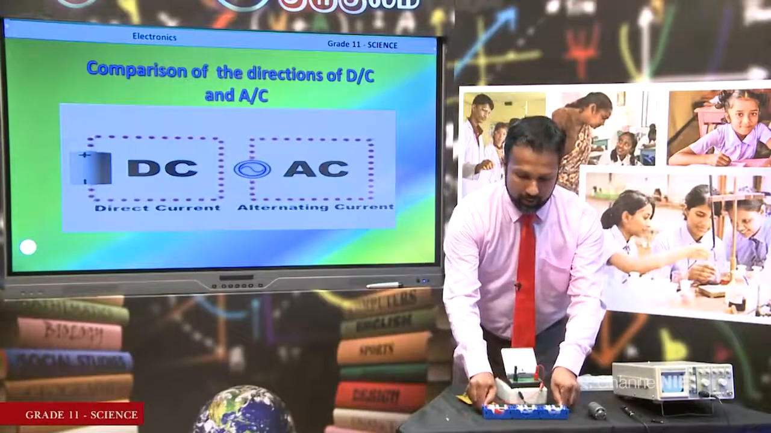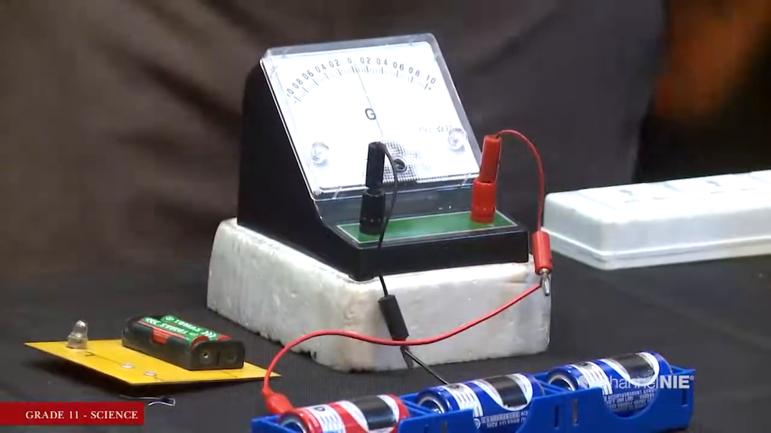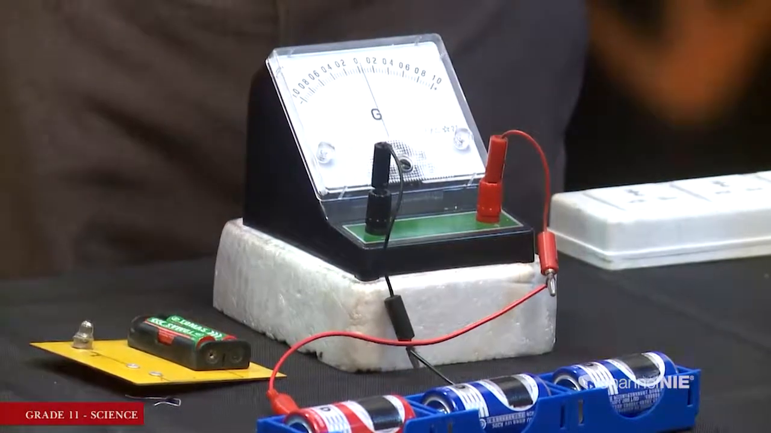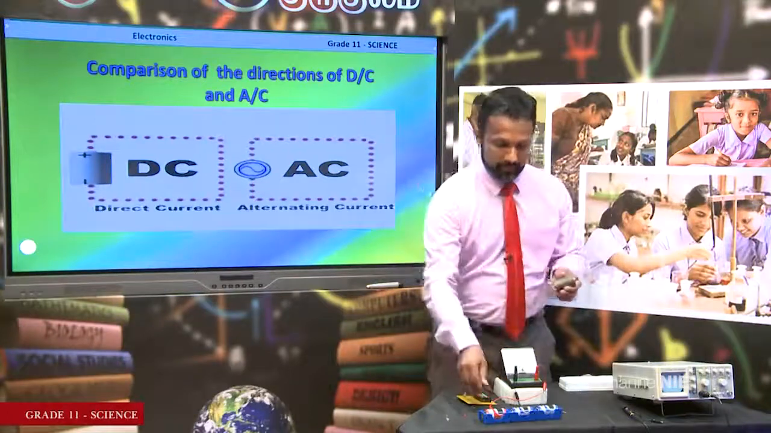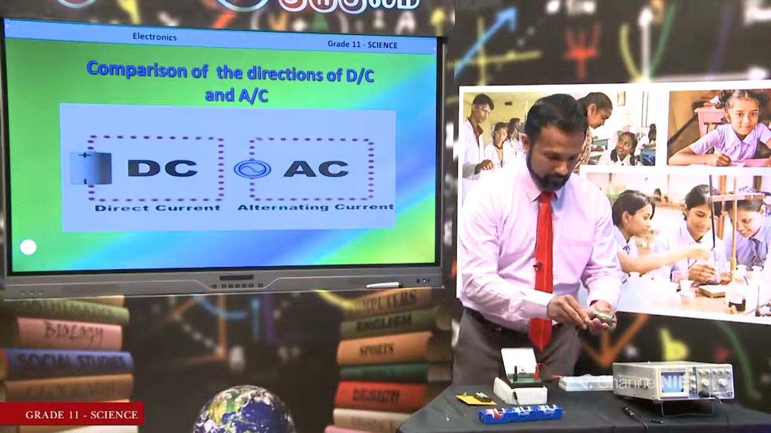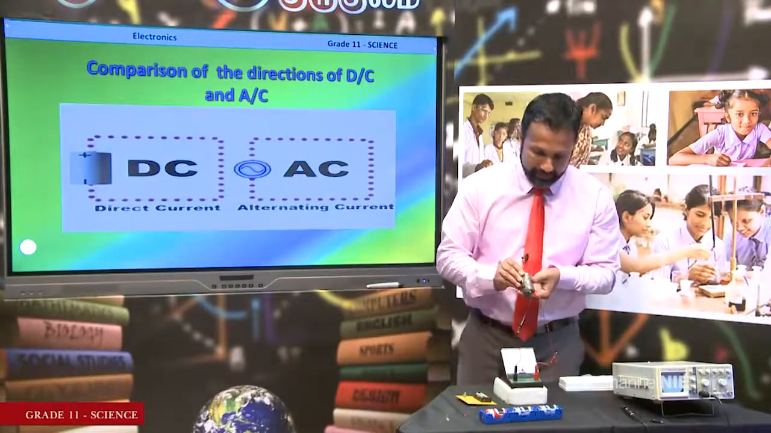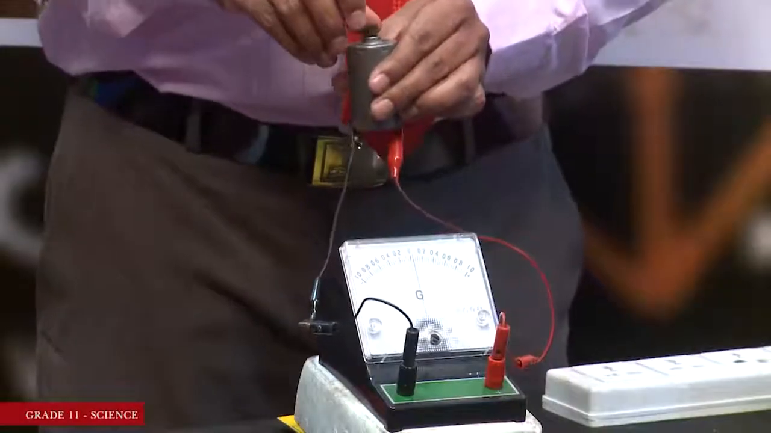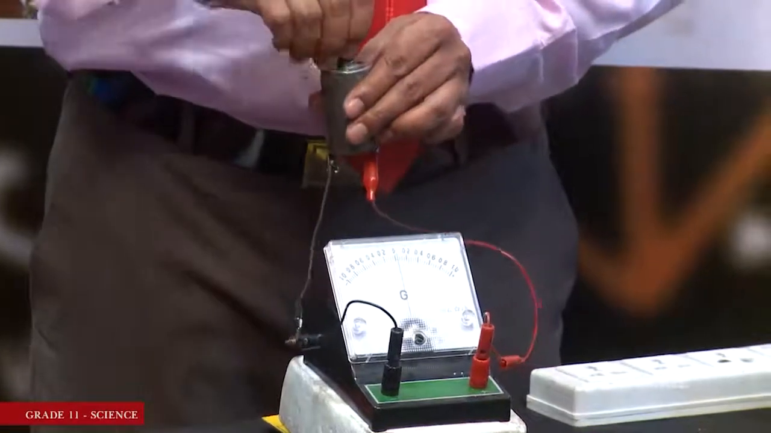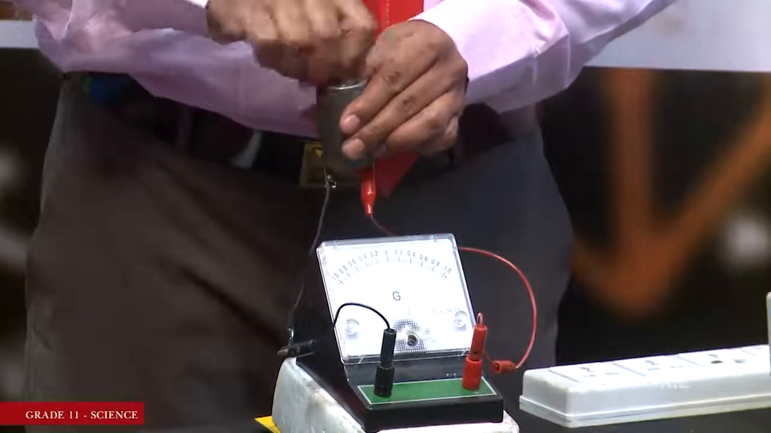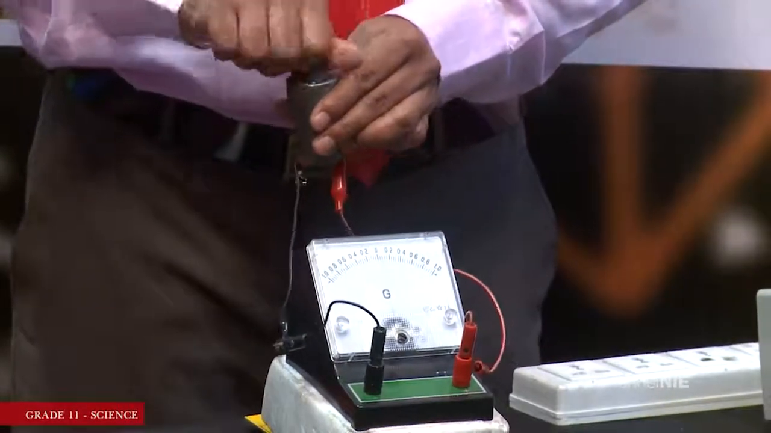Now let's focus on the AC current. This is the structure of the dynamo. The dynamo produces an alternating current. Let's learn how it varies. Here you can watch the galvanometer indicator. Okay, when connecting a dynamo to the center zero galvanometer, you can watch that the indicator deflects to either side. What does that mean? The dynamo produces an AC current. That is why it deflects to either side.